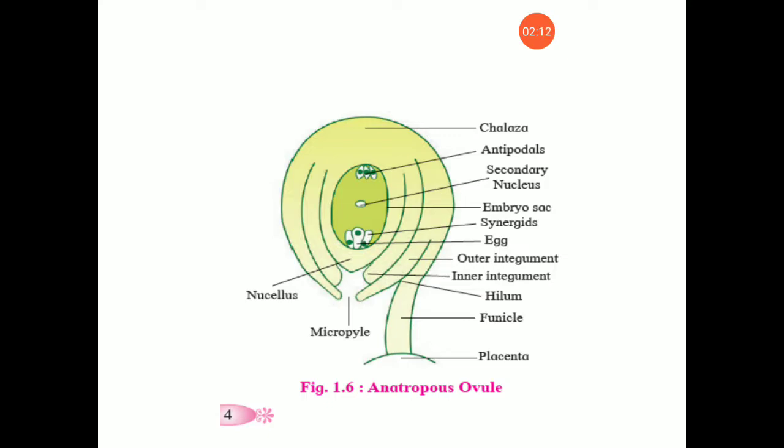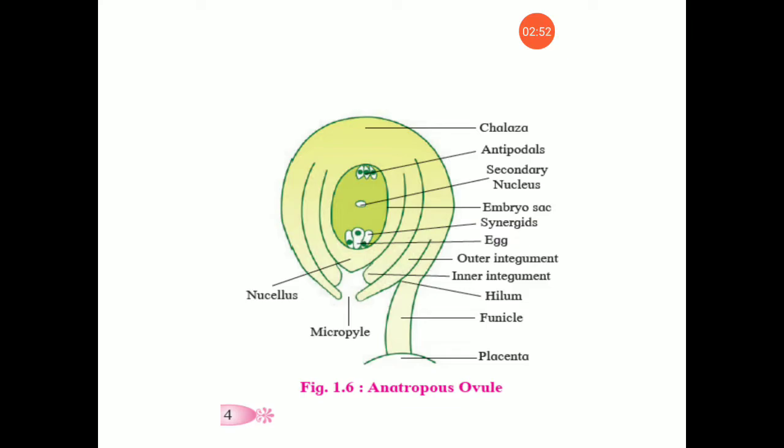What is anatropous ovule? Anatropous ovule is one in which micropyle is directed downwards and is present adjacent to funicle, means an ovule which has bent axis about 180 degree and downwards directed micropyle adjacent to funicle.